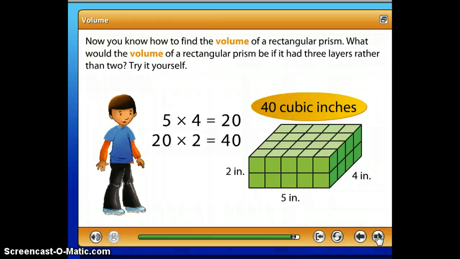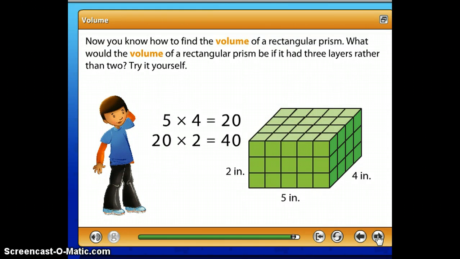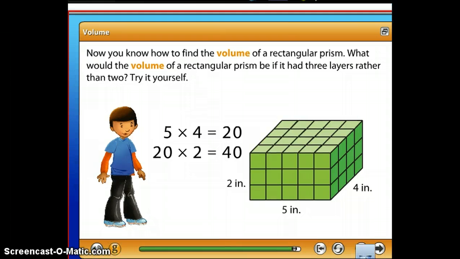Now you know how to find the volume of a rectangular prism. What would the volume of a rectangular prism be if it had 3 layers rather than 2? Try it yourself. Let's do that one. So now it's 3 layers rather than 2. So the height is not 2 anymore. What is the height? 3. 3 inches, right?